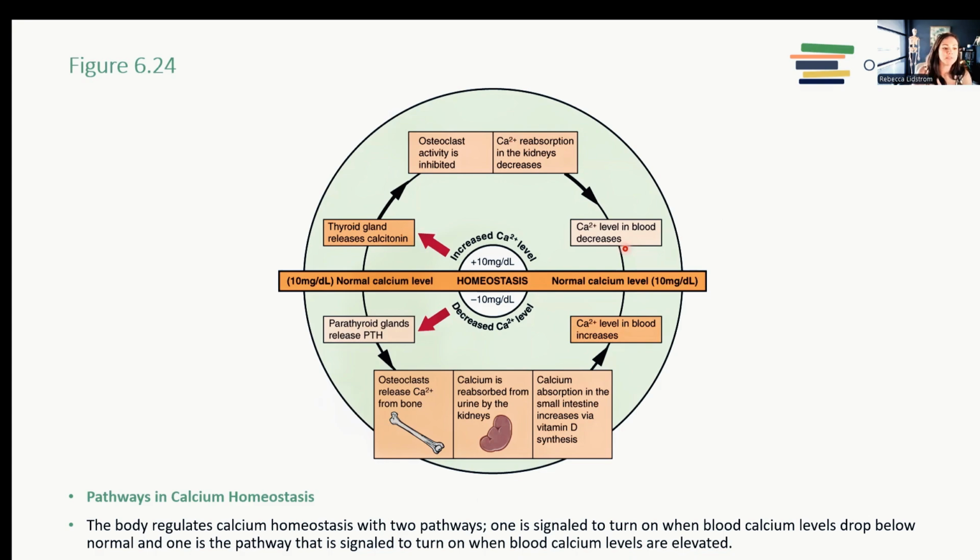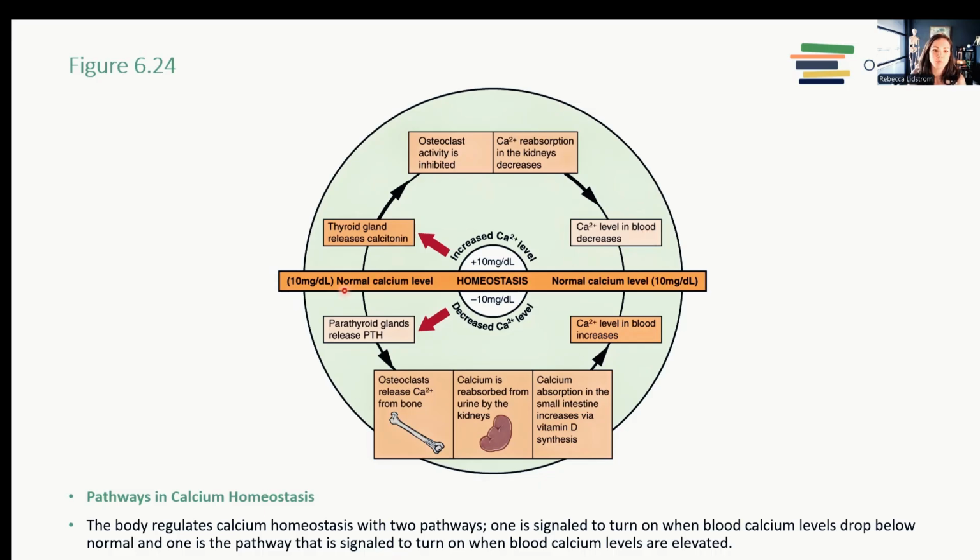This slide just talks about the different pathways that we can maintain our calcium levels or keep it at homeostasis. And so homeostasis is this 10 milligrams per deciliter if we're looking at blood level calcium. This is going to be homeostasis. We have our thyroid gland that's going to be important and our parathyroid gland. So our thyroid gland is going to release calcitonin, a hormone that is going to inhibit osteoclastic activity. And that means that we are going to reabsorb calcium in the kidneys, and that is going to decrease blood level calcium. So if we have too much blood level calcium, this is how we decrease it.